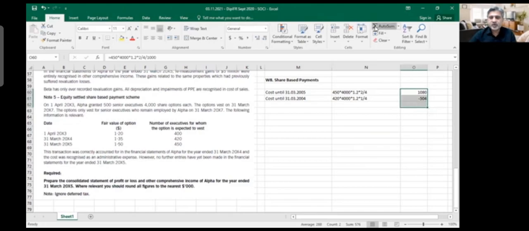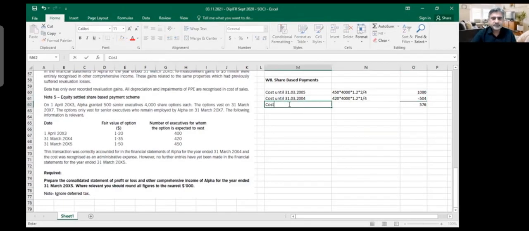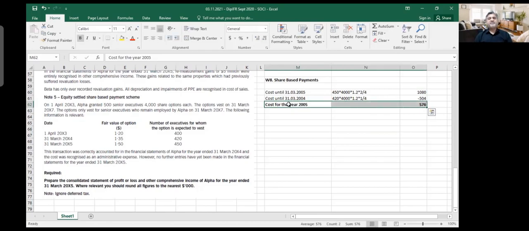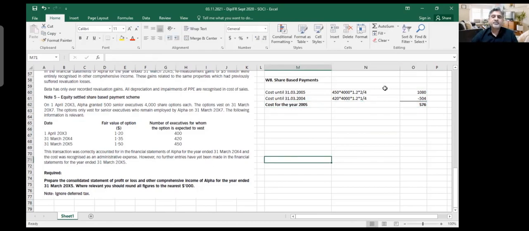So this is actually the cost for the year. This is the cost for the year 2005. This goes to my P&L, 576. It goes to my administrative expenses. Total cost for 2 years minus the cost which was already recognized in the last year. So this is the cost for current year 2005. Are we clear on this?